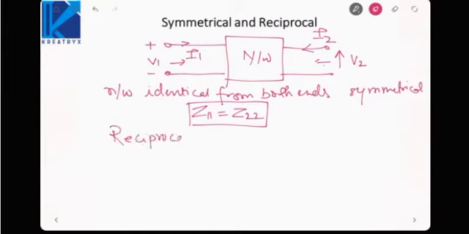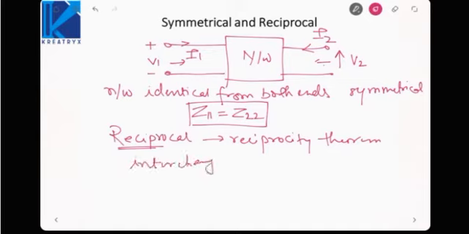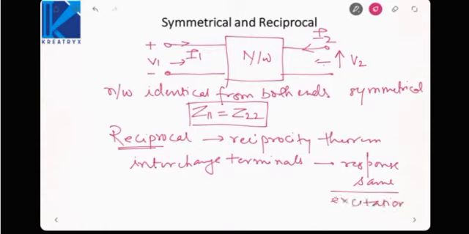With respect to reciprocal, we have studied one network theorem that is known as the reciprocity theorem. What was the reciprocity theorem? Here we stated that if we interchange the terminals of response and excitation, then also the ratio of response to excitation remains the same. Interchange terminals, but yet the response is the same, or we can say response by excitation. So that is what is your reciprocal network.